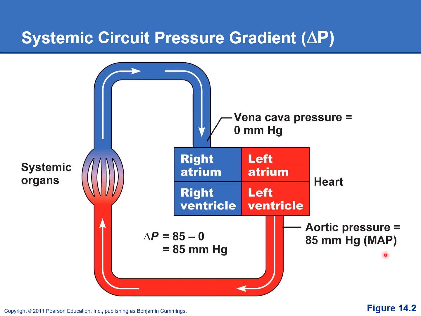So the average mean arterial pressure, the normal there would be around 85 millimeters of mercury. And then by the time the blood gets back to the vena cava before it goes into the right atrium, the pressure in the vena cava is pretty much zero. So the pressure gradient between the aorta and the vena cava, if we subtract those two numbers, is 85 millimeters of mercury, which is the same thing as the mean arterial pressure. So the pressure gradient for the systemic circuit is the same thing as MAP.